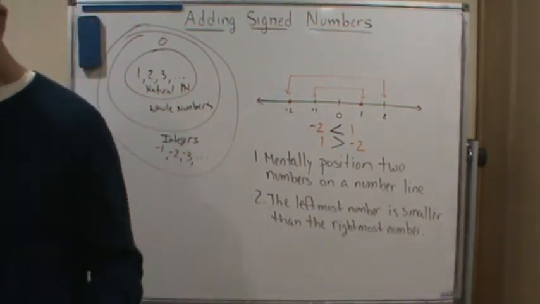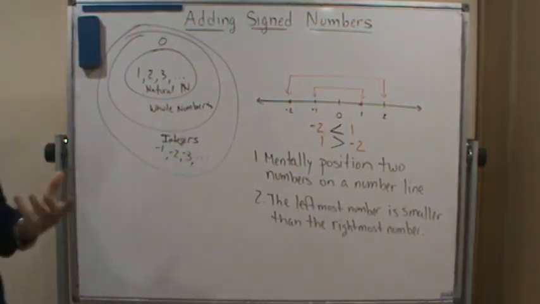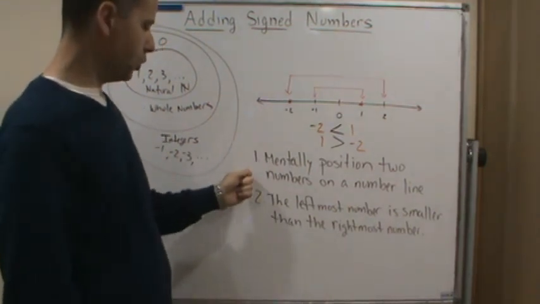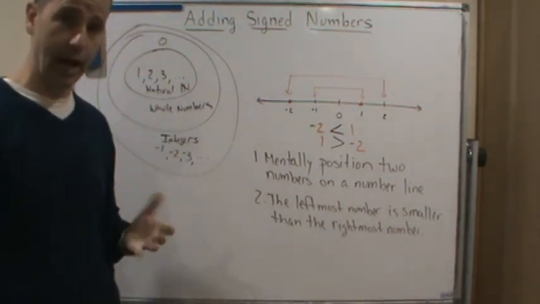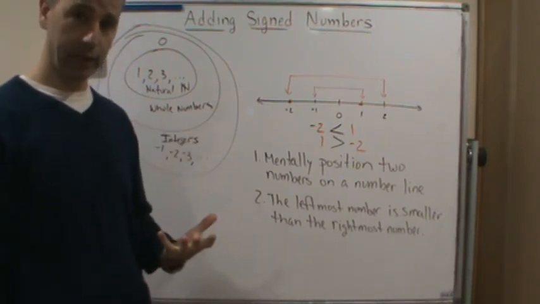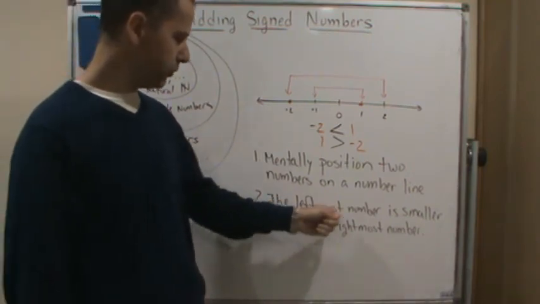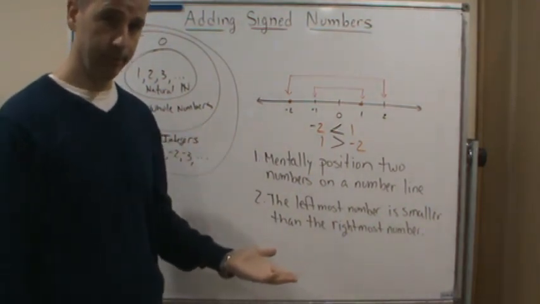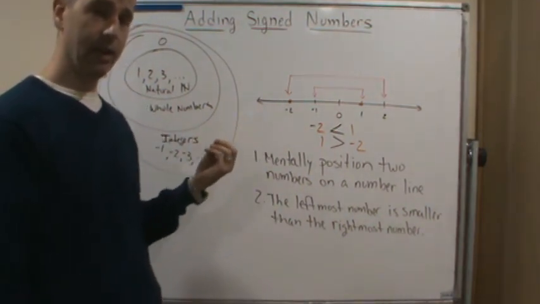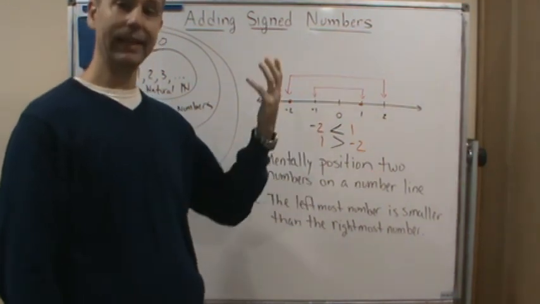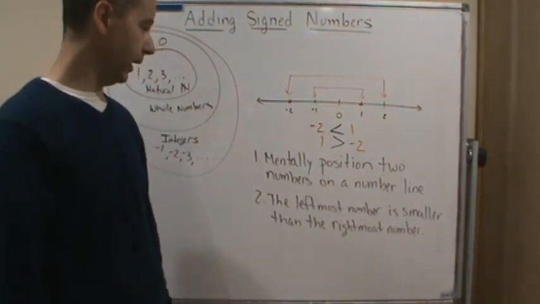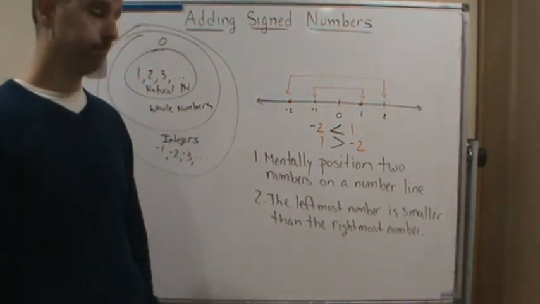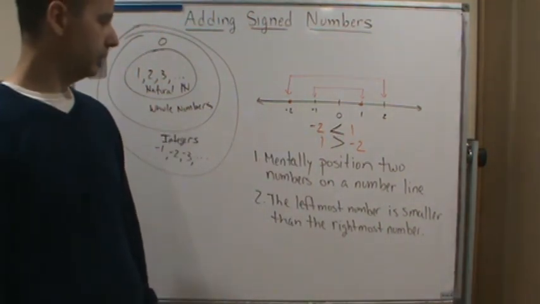Well, here are the steps. First, you mentally position the two numbers on a number line. And then the leftmost number is always smaller than the rightmost number. So the number on the left is always smaller than the number on the right. That's all you have to remember. And then you can use whichever inequality is appropriate. And that's it.